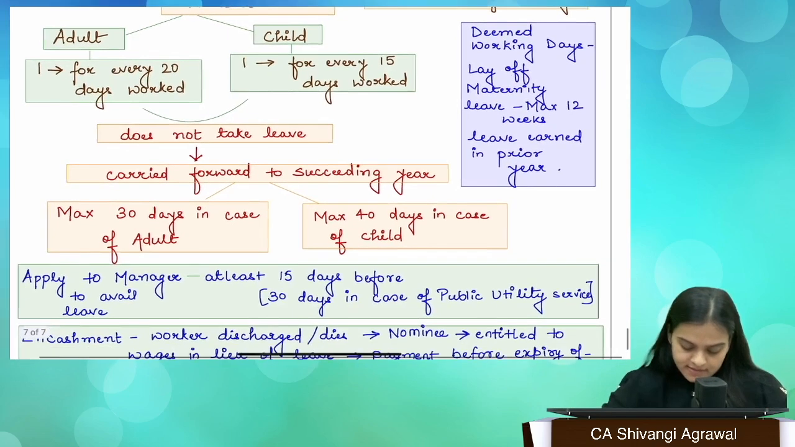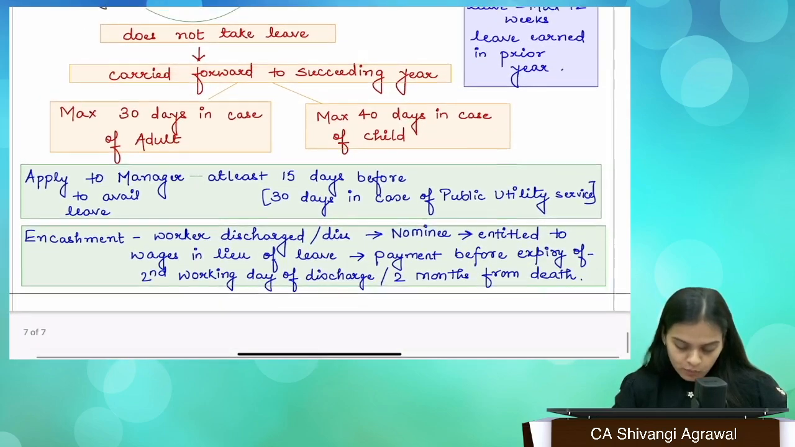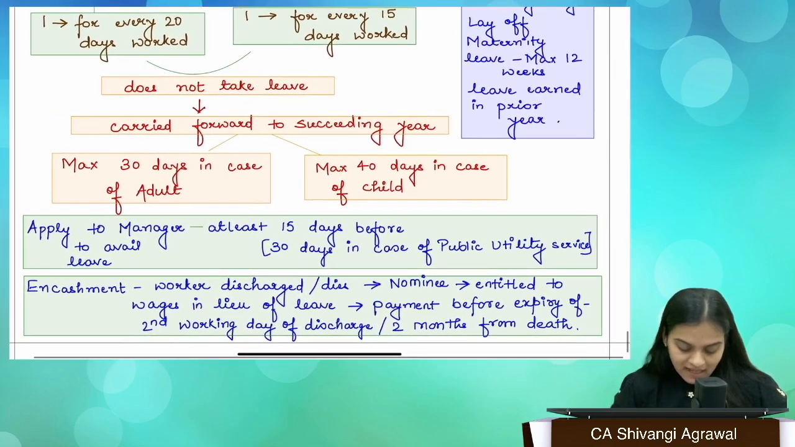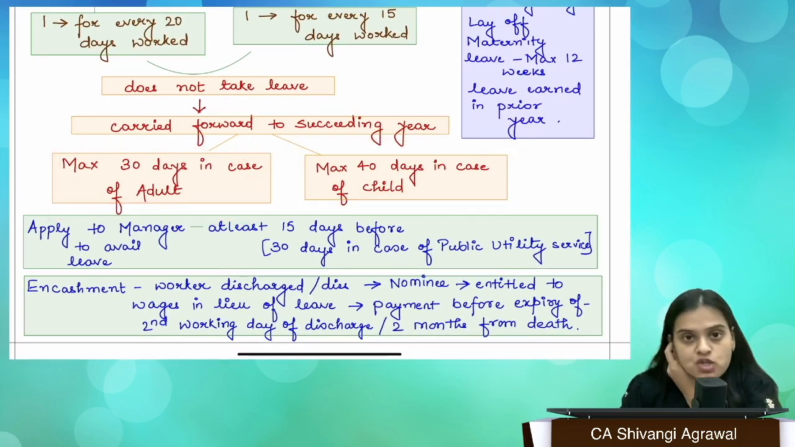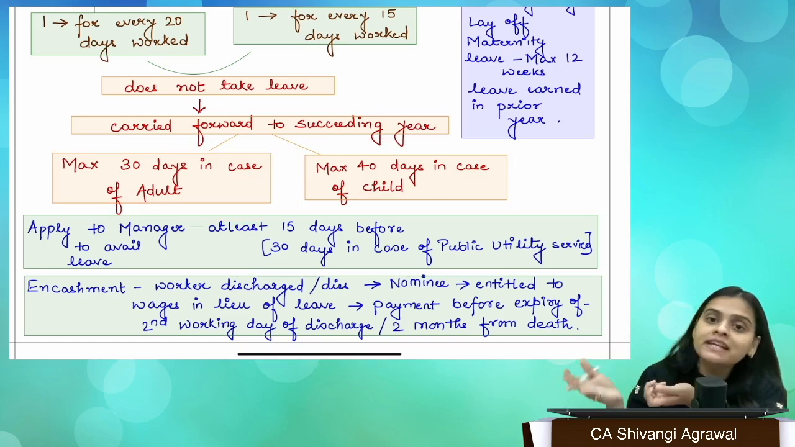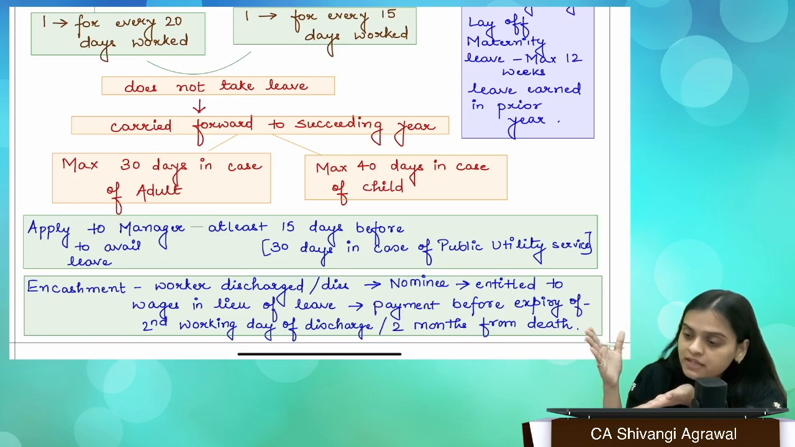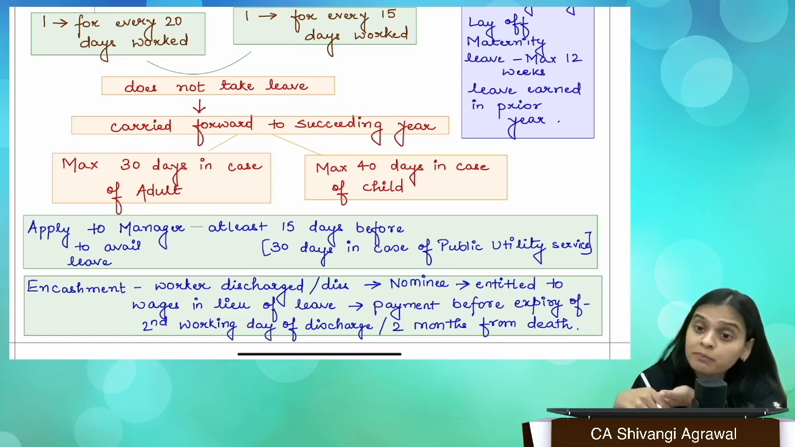So if I don't take this leave, I can carry it forward to the succeeding year. Maximum 30 days in case of an adult and maximum 40 days in case of a child can be carried forward, right? How do we apply for taking leaves? We have to apply to the manager to avail leave, and we have to apply at least 15 days before. If we are working in a factory which involves public utility service, that does not have to stop, then in that case we have to apply at least 30 days before.